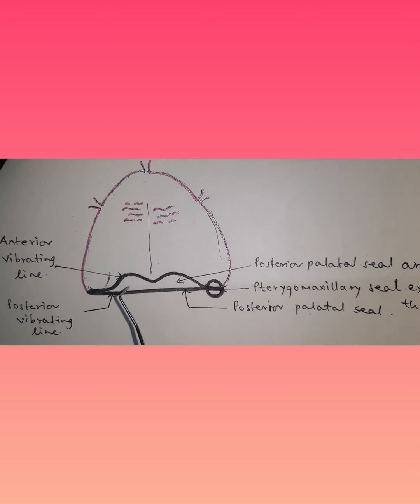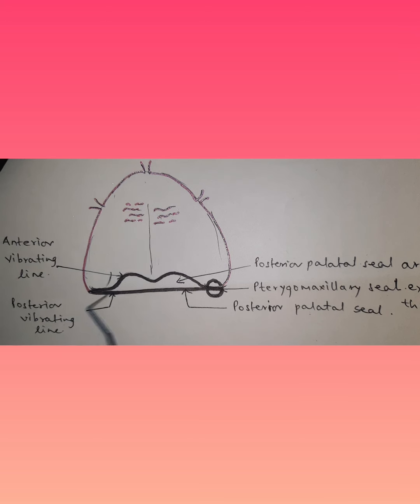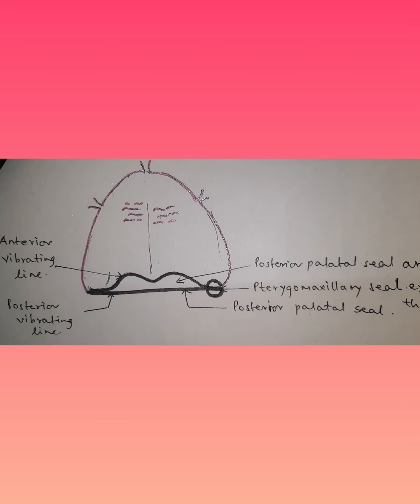So again, this is also located entirely in the soft palate like the anterior vibrating line, but this is at the junction of the aponeurosis of the tensor veli palatini muscle and the muscular portion of the soft palate. So it represents the demarcation between the part of the soft palate that has limited or shallow movement during function and the remainder of the soft palate that is markedly displaced during functional movement.